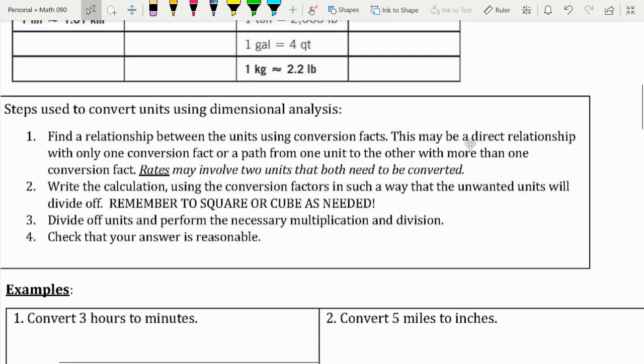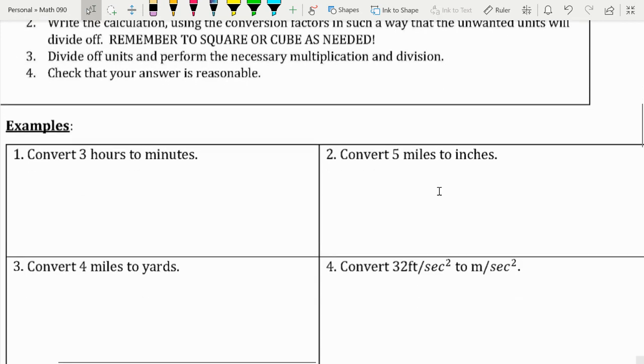You go through and read all these little steps here, all four steps. But I'm not going to read them to you. You go look at them. All right. So the thing I want to start off with right away is, let's start converting.